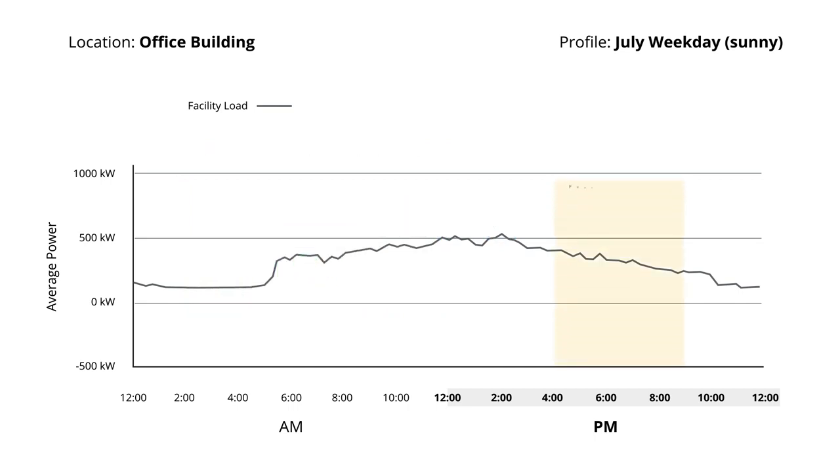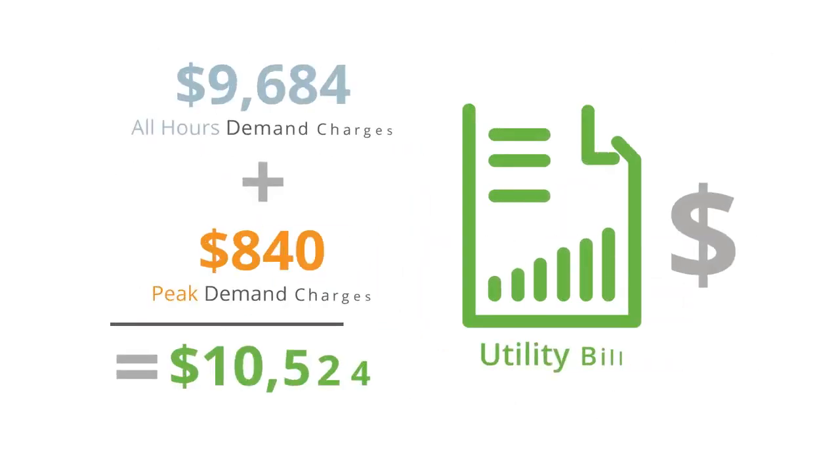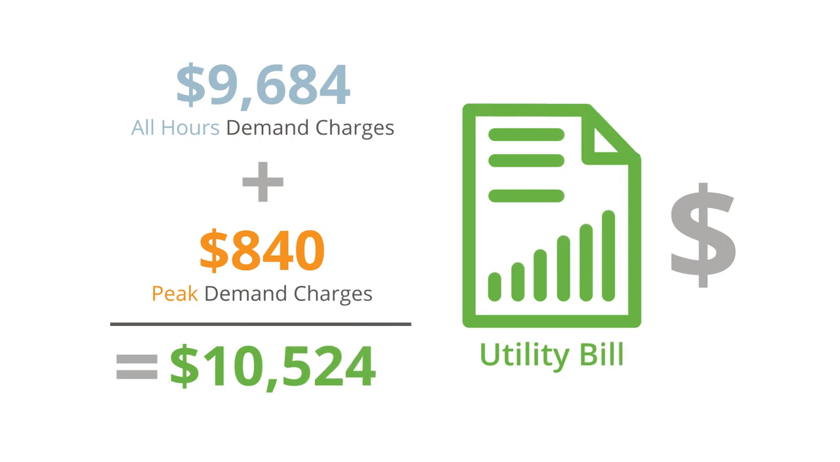But there's a time of use factor here as well. The peak period for this particular utility rate structure is from 4 p.m. to 9 p.m. in the evening, and the highest average power usage within that time frame occurs around 4:30 p.m. and is 420 kilowatts. With a peak demand charge rate of $2 per kilowatt, peak demand charges amount to an additional $840 per billing cycle. So the total demand charges would equal $10,524 in the month of July.